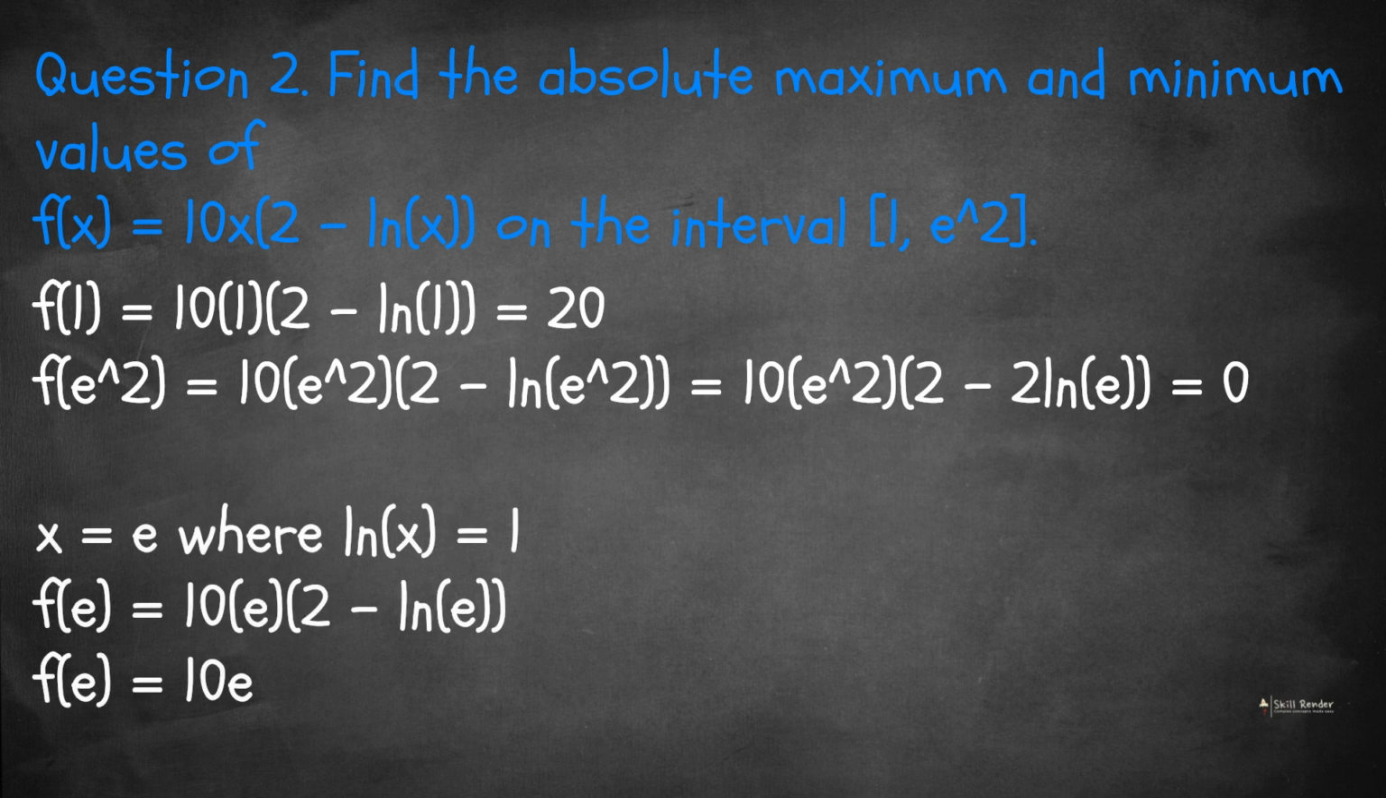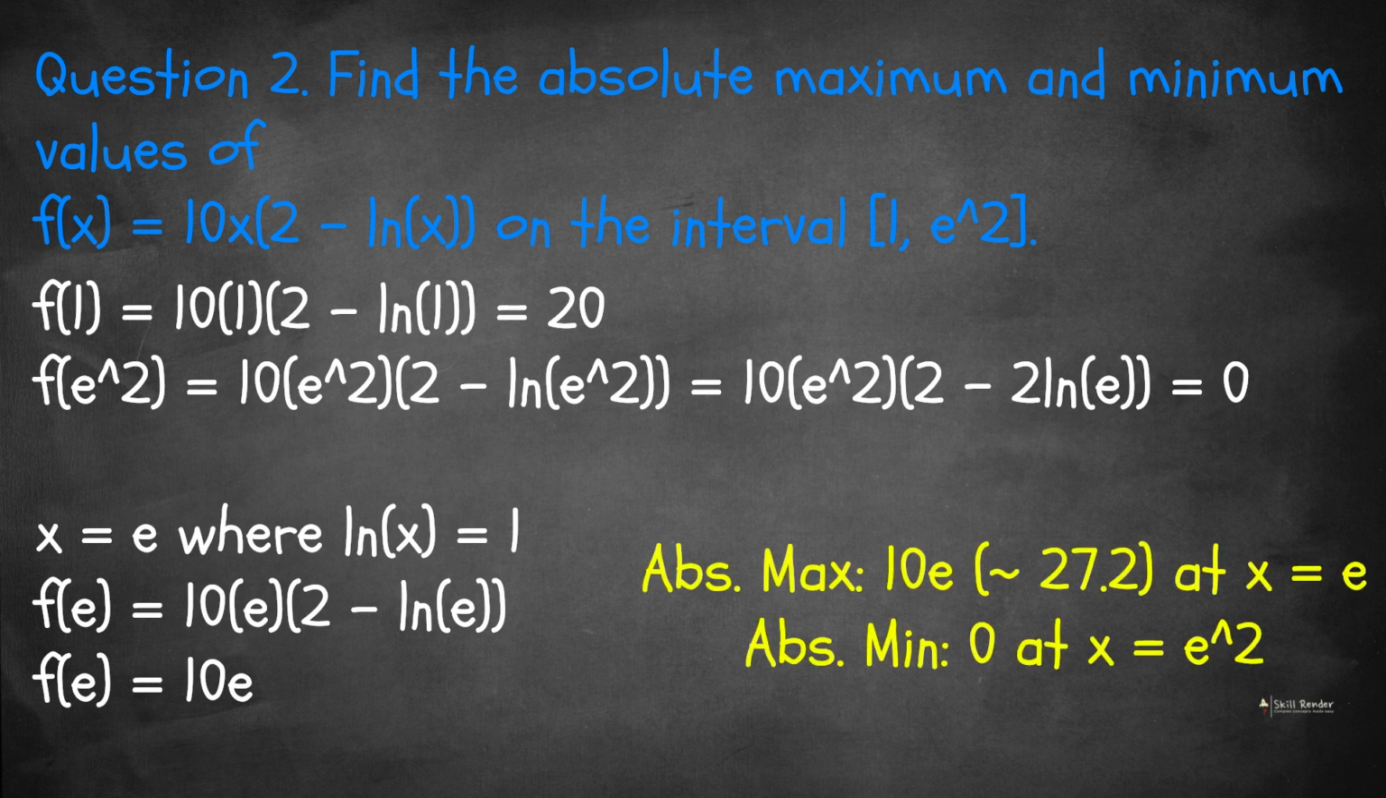So the only critical point in the domain is x equals e, where the natural log of x equals 1. Evaluating the function at this critical point, we see that f of e equals 10 times e. Therefore, the function's absolute maximum value is 10 times e, approximately 27.2, occurring at x equals e. The absolute minimum value is 0, and occurs at the right endpoint x equals e squared.